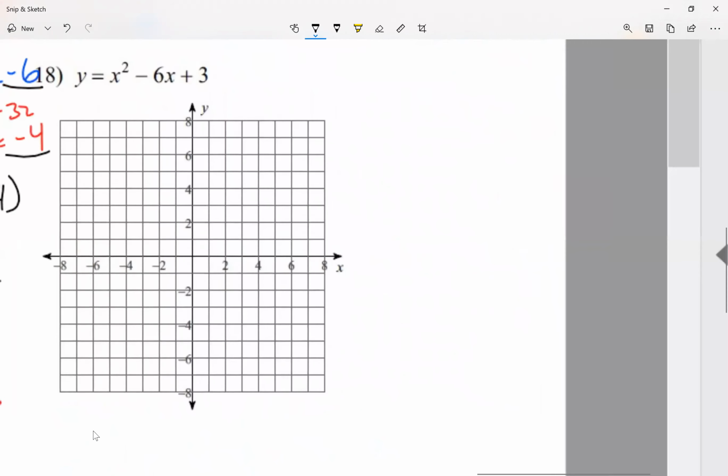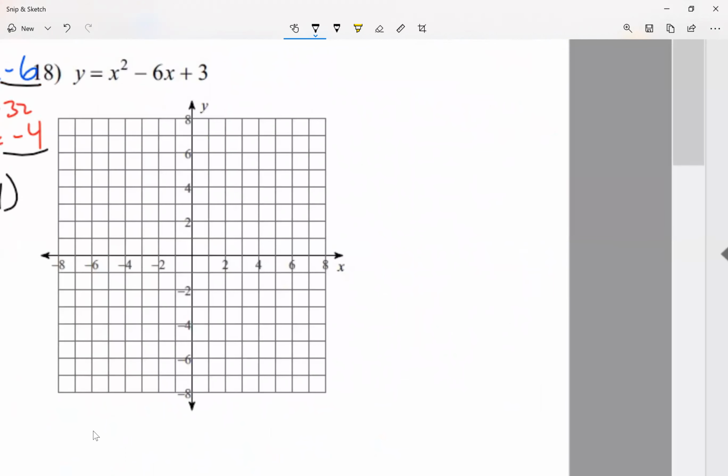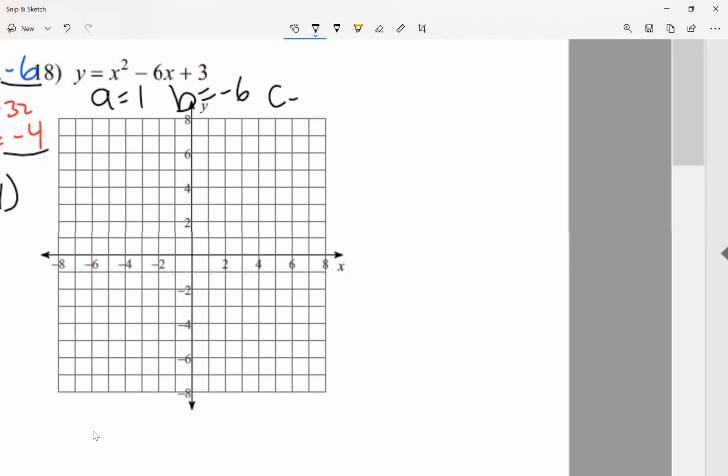All right, let's take a look. Here for number 18, my A value is 1. So from the get-go, I already know this thing is open up. My B value is -6, and my C value is 3. My x coordinate on the vertex, x equals -b over 2a. So I have 6 over 2. Right? The negative of a -6 is +6. 6 divided by 2 is 3.